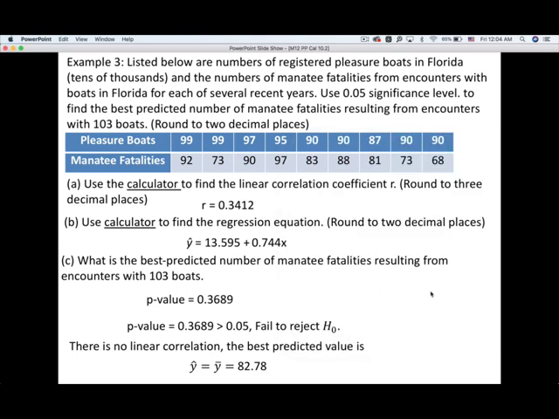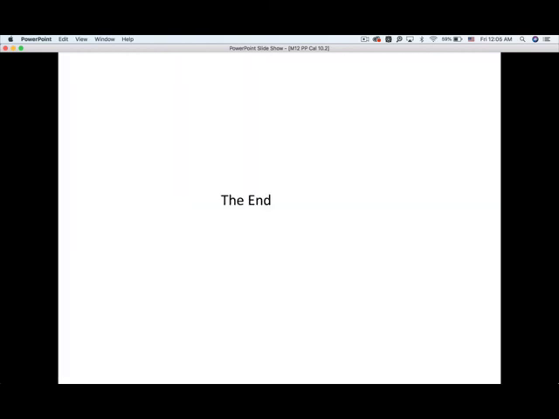So on the homework and the final, I need you guys to show me all your work like this. Don't just give me your predicted value of y, okay? No matter whether you're using a regression equation or the mean value of y, I need you guys to show me all the work like this. Show me the p-value, reject or fail to reject. Is there a linear correlation or no linear correlation? That's it for section 10.2.